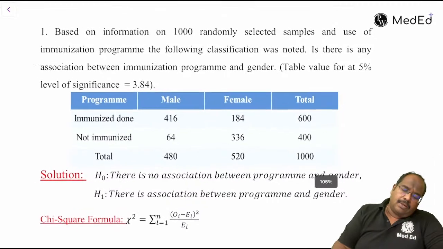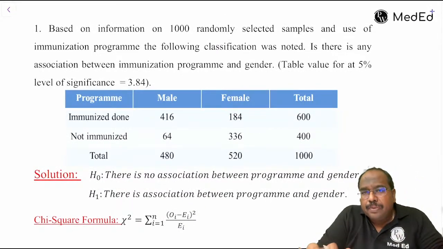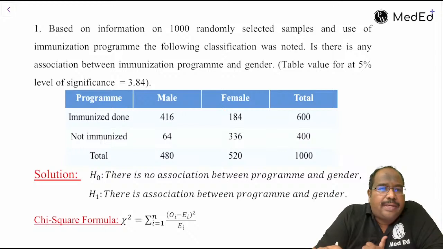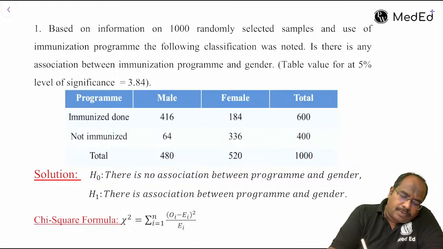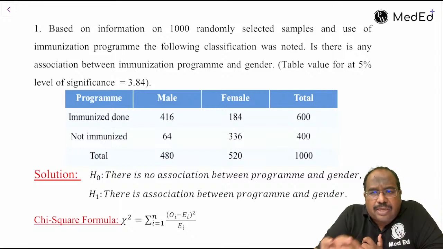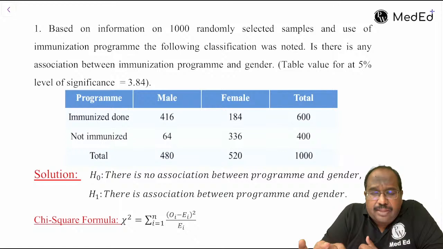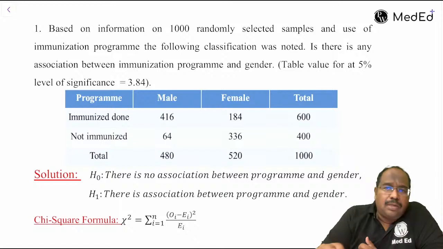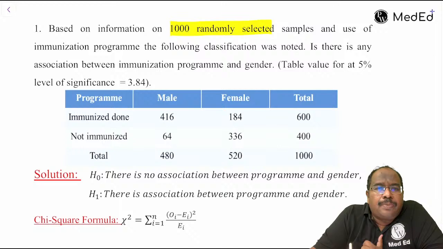Some colleges may have it, some may not. So this is a problem on the chi-square test. For theory questions also, the chi-square test will be asked, so you can write the theory as well if it's not asked in the practical. So, 100,000 randomly selected samples. Among them, an immunization program.